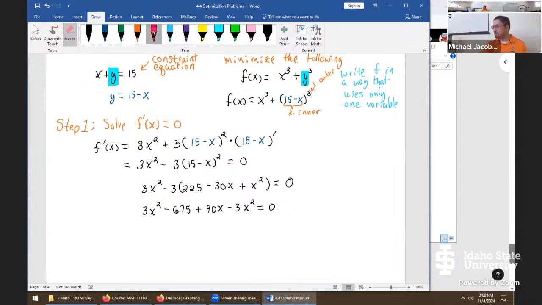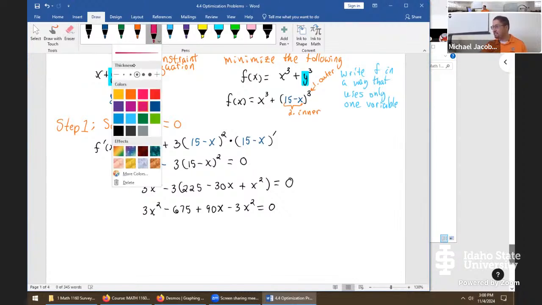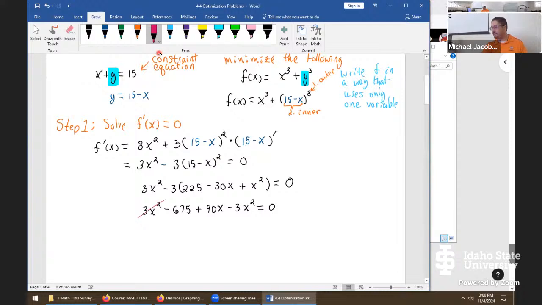I didn't mean to make that one as big. Let's tone this pen down. It's supposed to be a cancellation pen. This and this will cancel off, so that helps us. Now it's just degree 1.